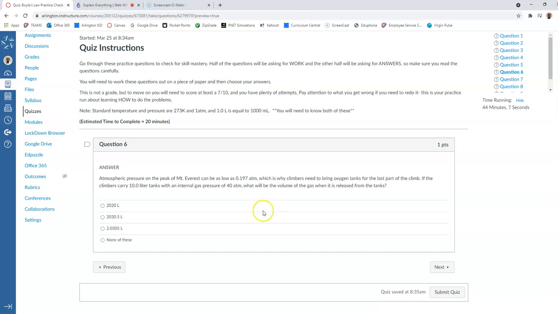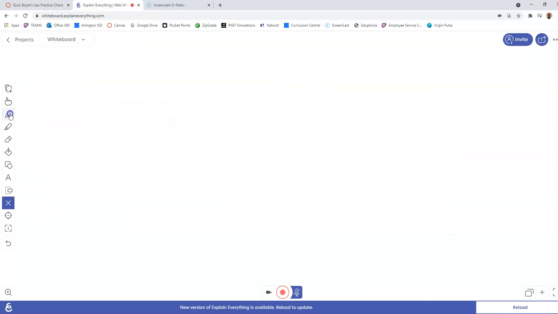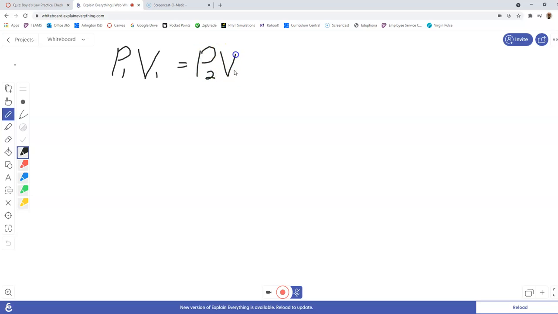Okay, so let's look at our formula for Boyle's law. Boyle's law simply says P1 times V1 equals P2 times V2. What do these numbers mean? P1 is the initial pressure. P2 is the pressure after the change, whatever the change might be. V1 is the initial volume. V2 is the volume after some change.